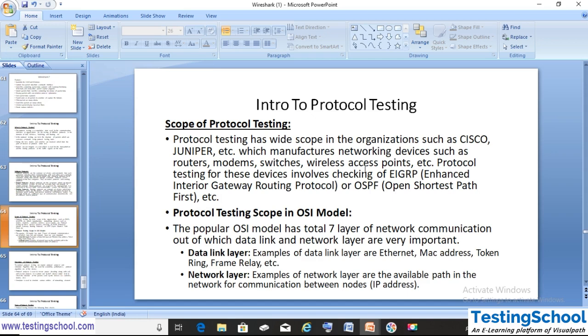The protocol testing for these devices involves checking various protocols. Here they have mentioned EIGRP or OSPF, but it is not only these two protocols, there are numerous protocols. When there is a numerous number of protocols supported on these devices, for everything they will do this protocol testing. So what is the aim of doing this protocol testing?